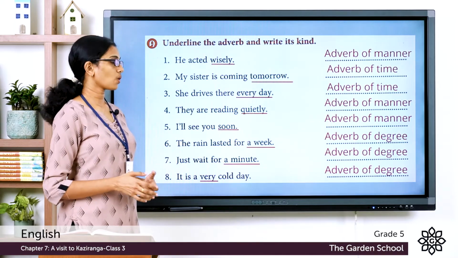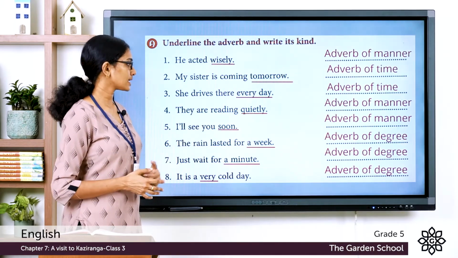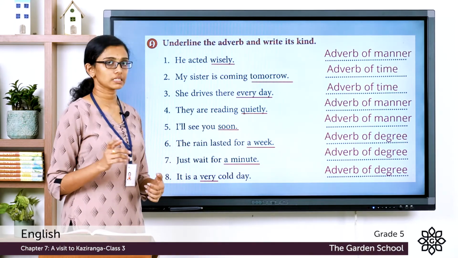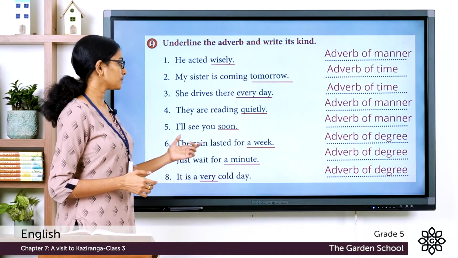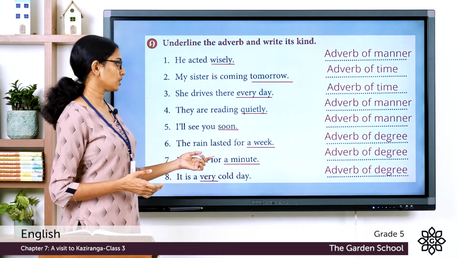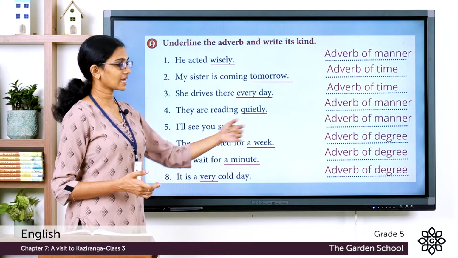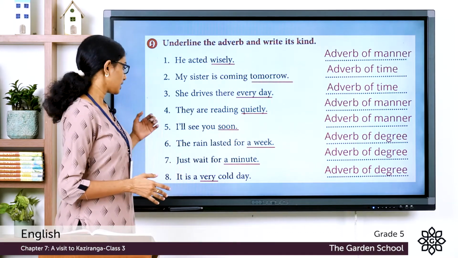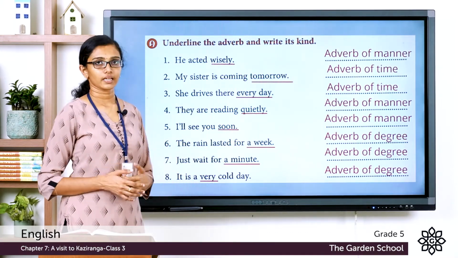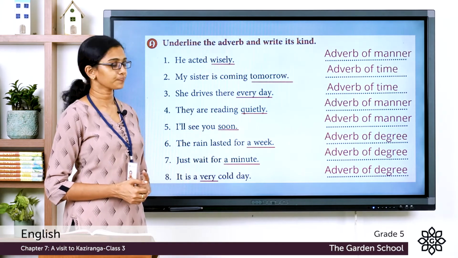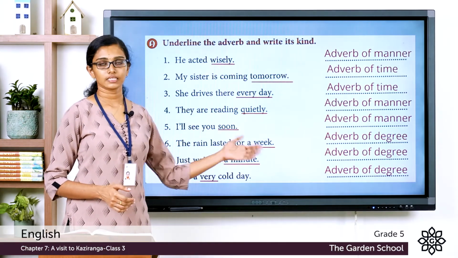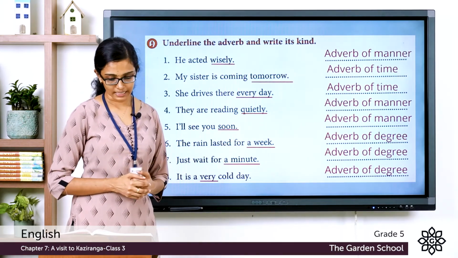The rain lasted for a week. A week is the adverb and it is an adverb of degree. Just wait for a minute. A minute is the adverb and it is an adverb of degree. It is a very cold day. Very is the adverb here and it is an adverb of degree. I hope you got the answers correct.